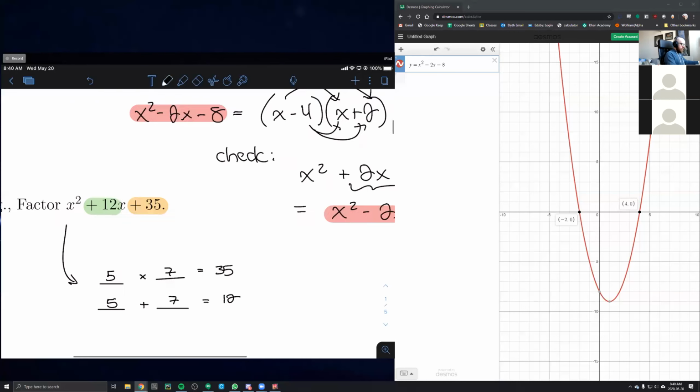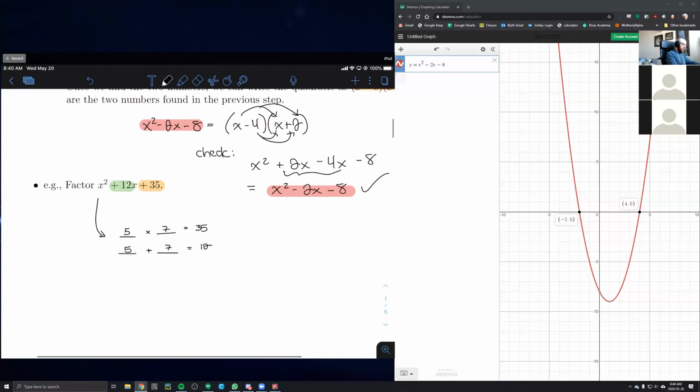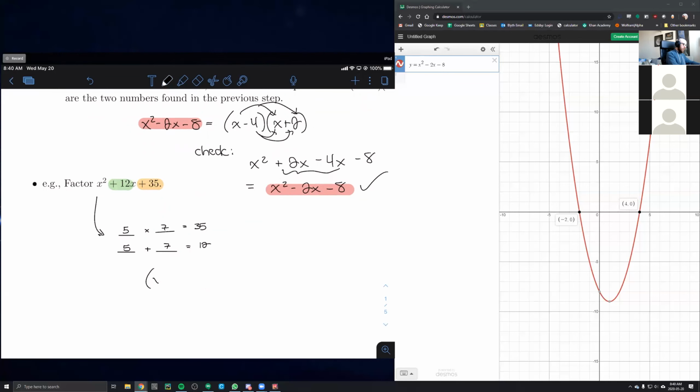And then from there, we're pretty much done, right? All we have to do after that, once we identify those two numbers, is just write out our brackets, right? So x plus 5 and x plus 7. And that is equal to our original quadratic. Okay.